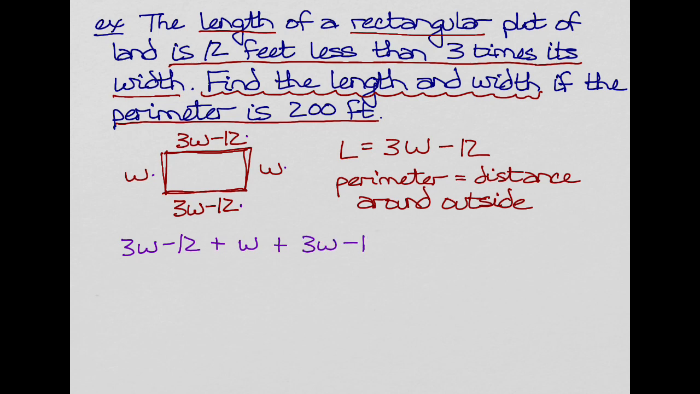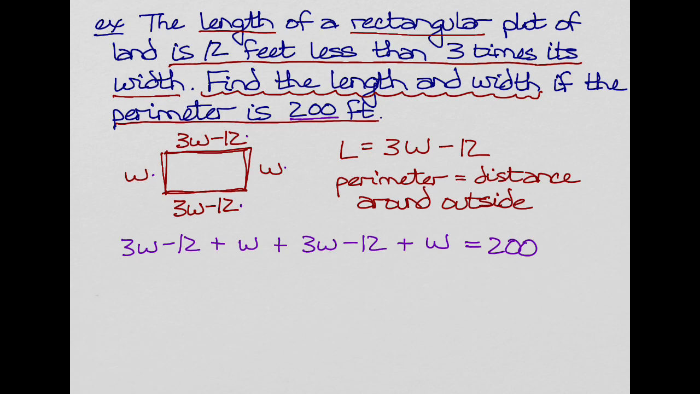If you happen to remember a formula for perimeter of a rectangle, that's also fine. 2 times the length plus 2 times the width. And if you don't, just add up all the sides. That works just fine. So there's all 4 sides. And I know the perimeter is 200 feet. There's an equation.